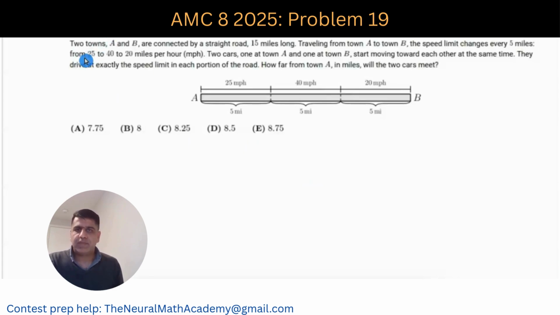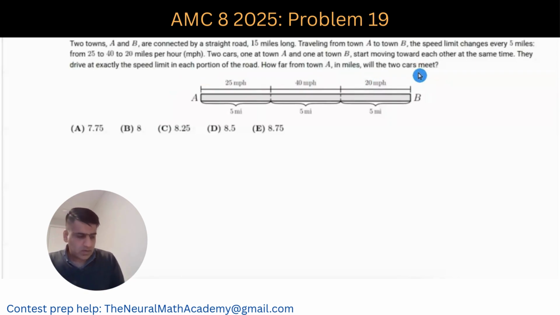Problem 19. Two towns A and B are connected by a straight road that is 15 miles long. Traveling from town A to town B, the speed limit changes every 5 miles, and the limits are given here. Two cars, one at town A and one at town B, start moving toward each other at the same time. They drive at exactly the speed limit in each portion of the road. How far from town A will the two cars meet?